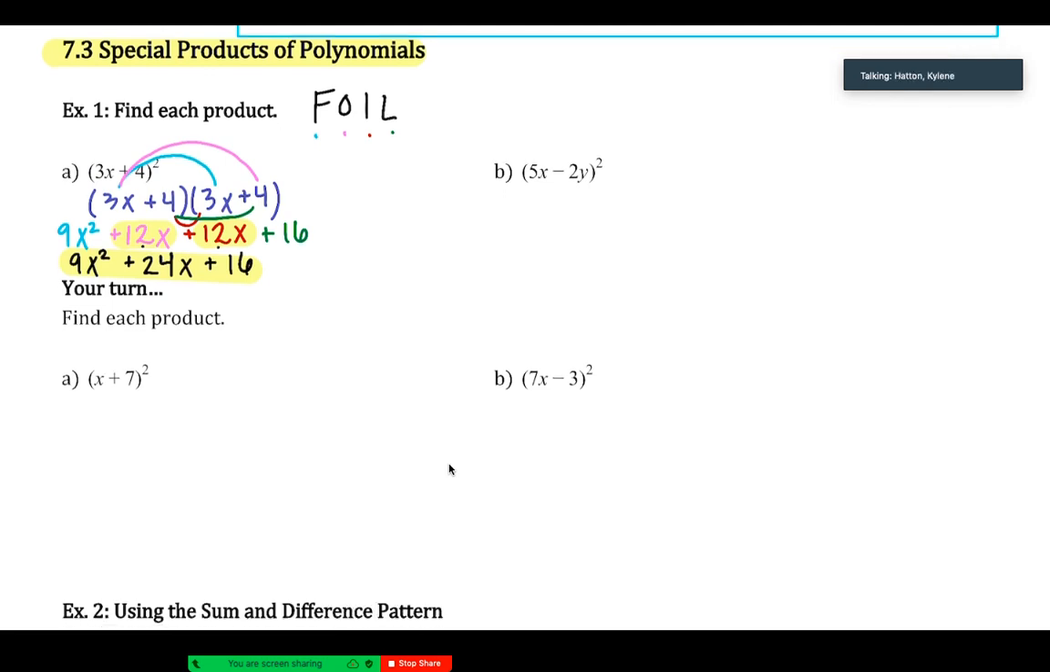And then for B, 5x minus 2y squared. It's the same thing. I can't just take that squared and distribute it in because there are multiple terms inside the parentheses. So I have to write the whole thing side by side because it's 5x minus 2y being squared. And that means 5x minus 2y times 5x minus 2y. And because we have a binomial times a binomial now, we'll go ahead and FOIL it.